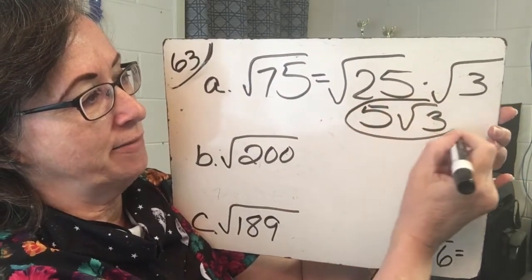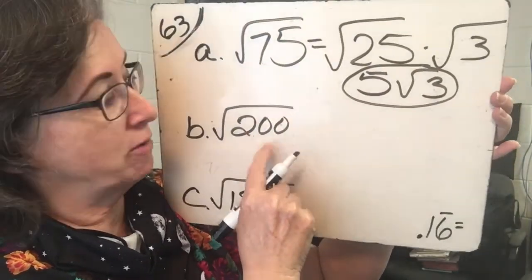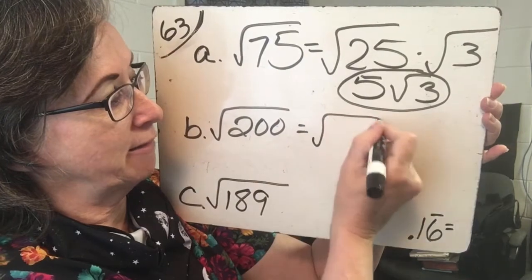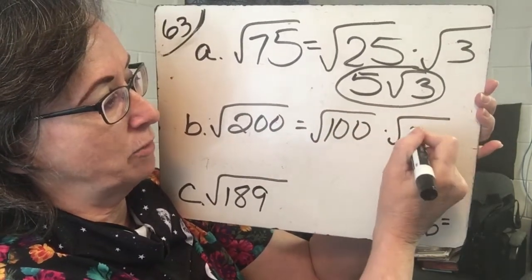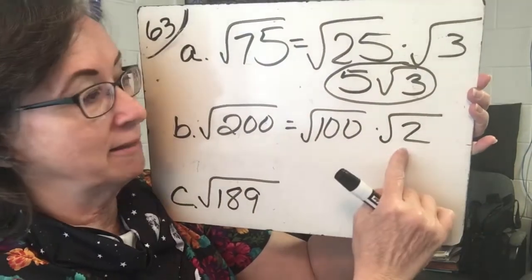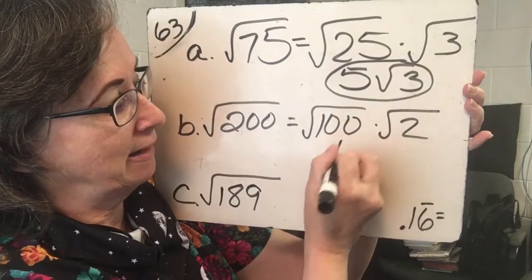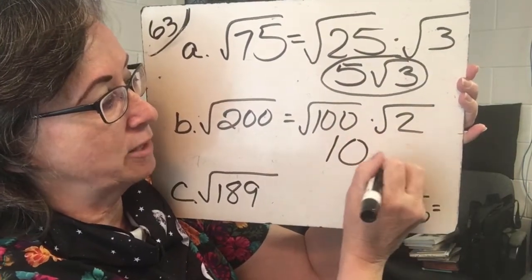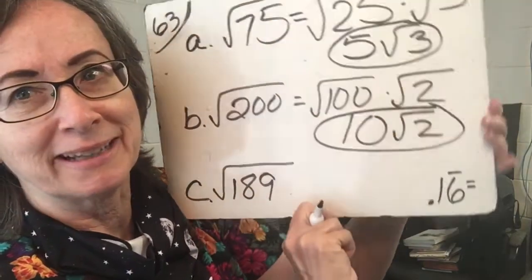Okay, so the square root of 200, we already showed you this one, but I'm going to show it to you again the fast way. I break up 200 into the square root of 100 times the square root of 2. The square root of 100 is 10. So we just tack on the square root of 2. I like doing it the fast way.